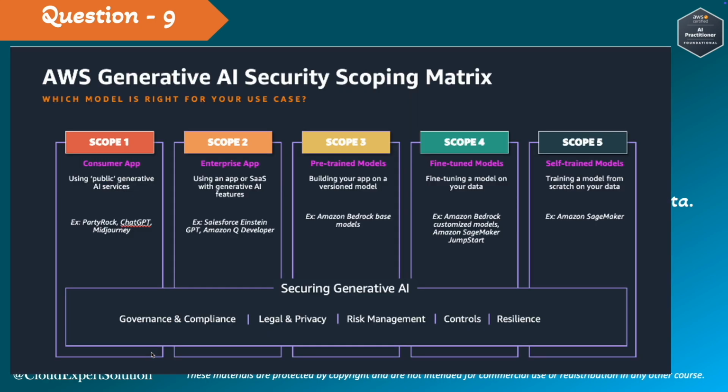Scope 1 is consumer app, where we are using public generative AI service models like PartyRock, ChatGPT. Scope 2, if you want to use any enterprise app like Salesforce, Einstein GPT, Amazon Q Developer, and you are using an app or software as a service which has generative AI feature. The third scope could be you are using pre-trained models like Amazon Bedrock based models, and you are building your application on those models.